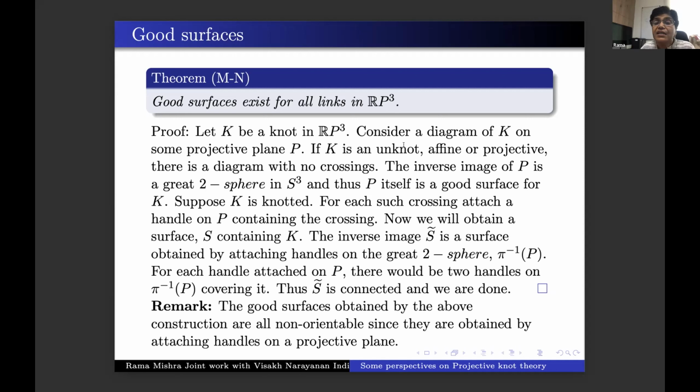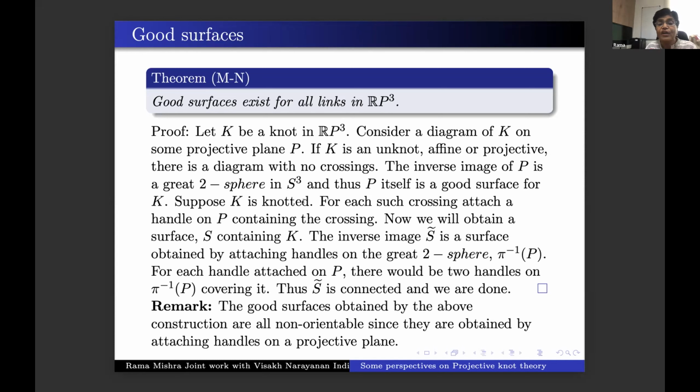If K is an unknot, whether it's affine or a projective unknot, then there is a diagram with no crossing. The inverse image is a grade 2 sphere in S3. So we can just take the unknot that bounds a disk, and the inverse image of P, that projective plane, serves as a good surface, because we take the unknot and make it lie on a projective plane. And I think there's some typo. So the inverse image of P, which would be a grade 2 sphere in S3, itself serves as a good surface.